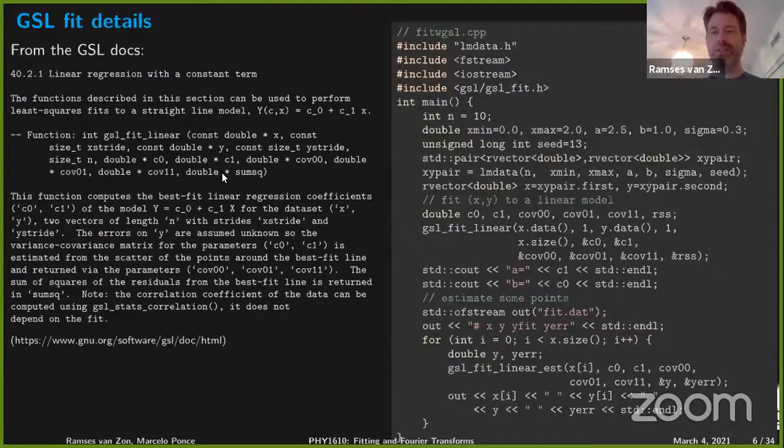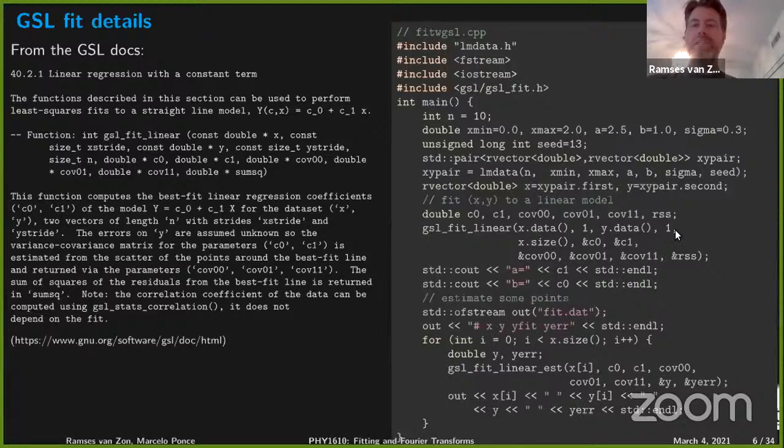So let's use that. The first part of this code, until the comment "fit xy", is what we saw in the previous slide. That just generates our x and y values, which are just vectors. So xi and yi are a pair of data. And we create some variables to receive the result from GSL fit linear. I'm giving them the same names as here, just to make it simple.